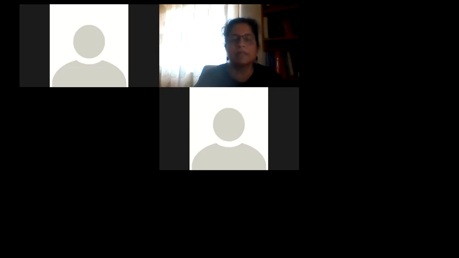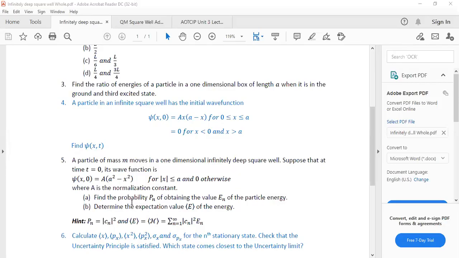Where is it? It's this one. Right? You were also asked to find the expectation value E of the energy. How do you do that? Essentially, I've given a hint over here. Your expectation value of the energy is nothing but the expectation value of the Hamiltonian, and it will be the sum from n equal to 1 to infinity of mod Cn squared into En. So this is how you will get the expectation value of the energy.